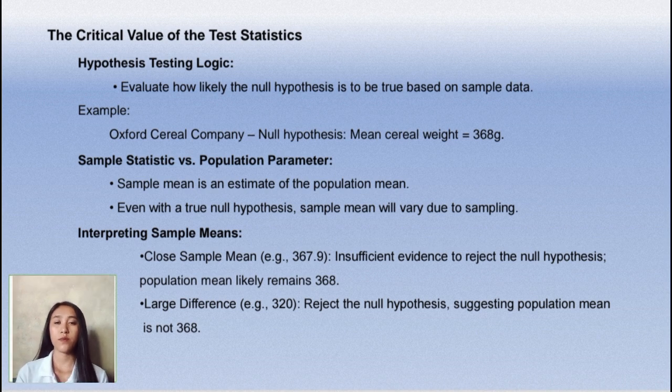So what does the sample tell us? Let's say your sample average is 367 grams, which is very close to 368, so you'd probably say nothing has changed since the difference is very little or very unnoticeable. But if your sample average is way off, like 320 from 367.9, then you'd probably say something is different and reject the null.